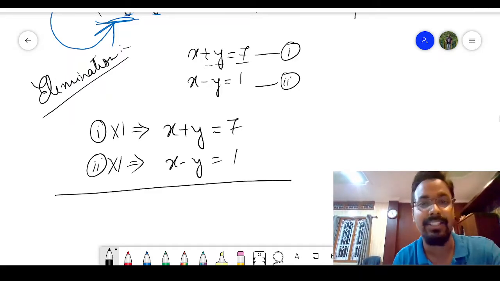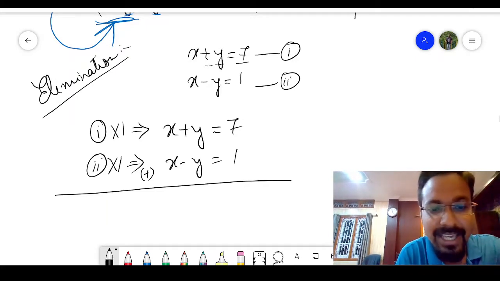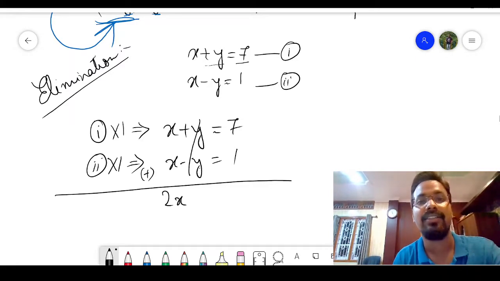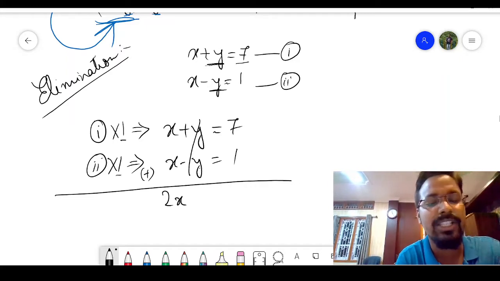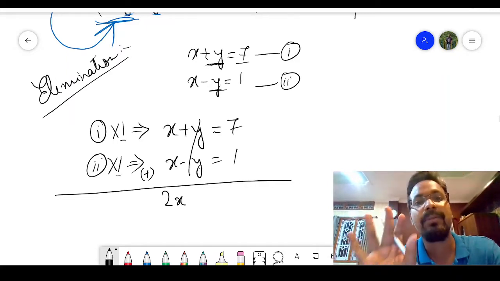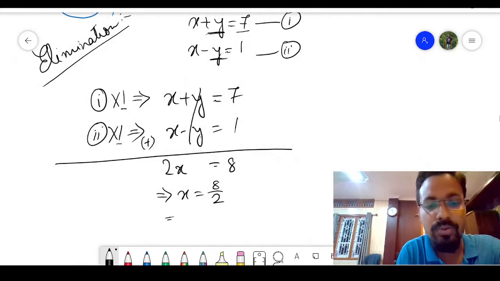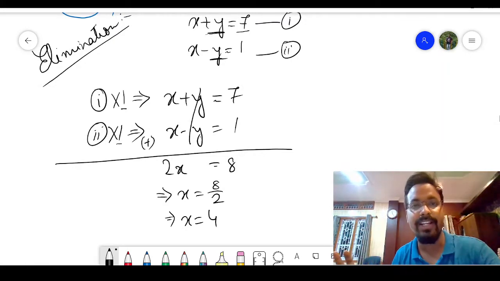Now we want to add these two equations. x plus x is twice x. y minus y is 0, so y gets cancelled. See what we did here? Since the coefficients of y were the same, we did not have to change anything. We just multiplied them by 1 and kept them the same way. And here 7 plus 1 is equal to 8. So from here we can find x equal to 8 by 2. That means x equal to 4. We have found the value of x. This is the simplest way of finding one of the variables.